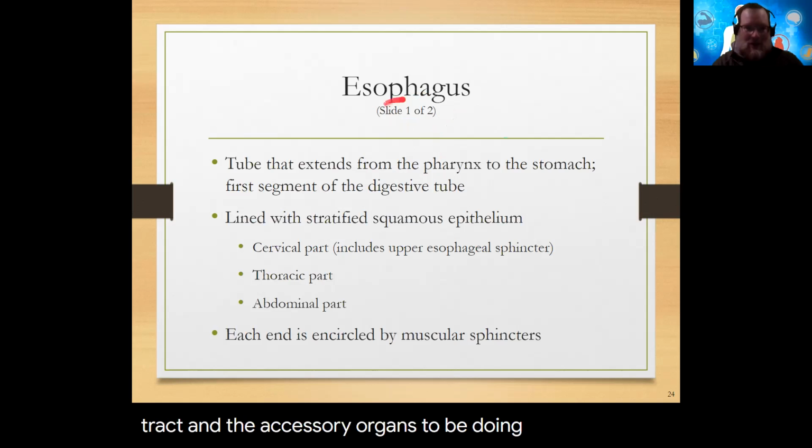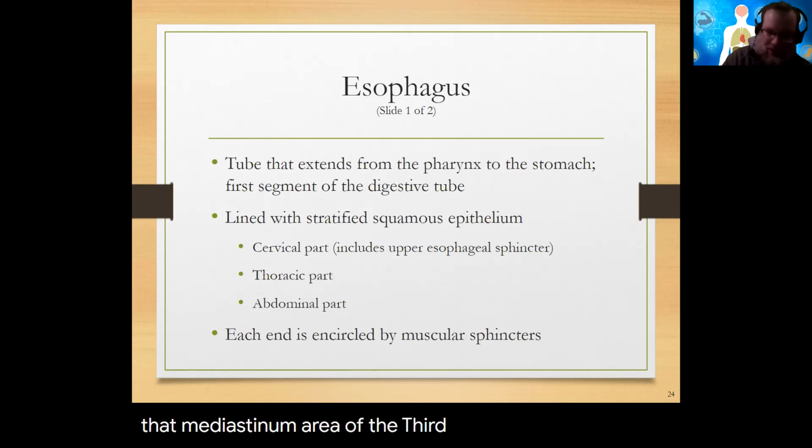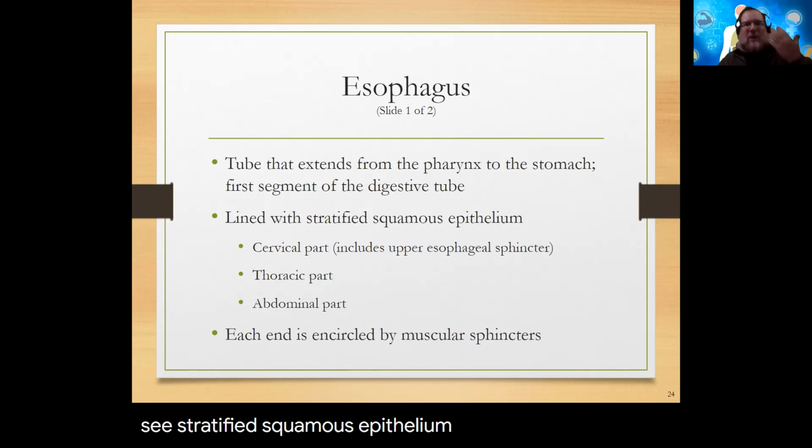to be doing their jobs. So anyhow, the esophagus is going to extend from the pharynx down through the diaphragm and into the stomach. It does travel along that mediastinum area of the thoracic cavity. We're going to see stratified squamous epithelium in the mouth and in the esophagus.